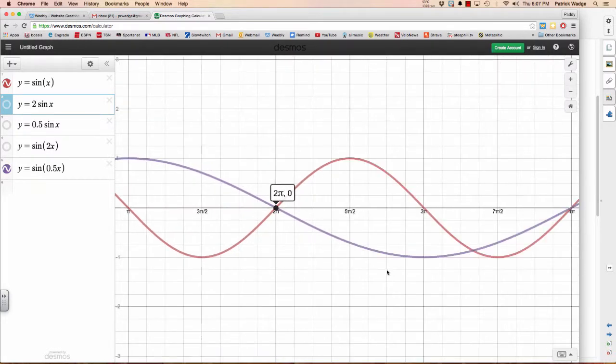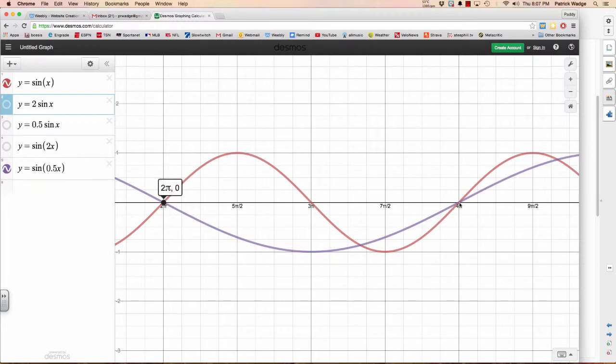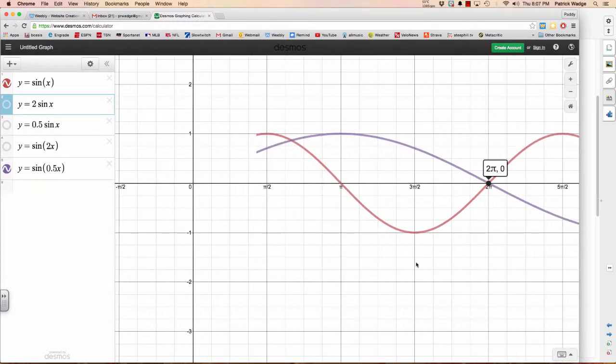I can move it over so you can see. There's the point right there, 4 pi. The period is actually 4 pi. What's the amplitude? Amplitude is still 1. The highest point it goes is 1. Here's the midline, and it goes up to 1.